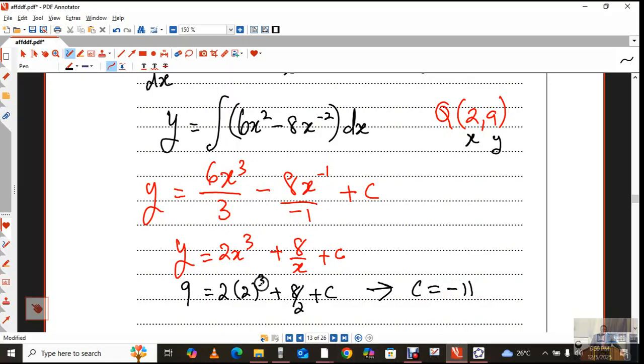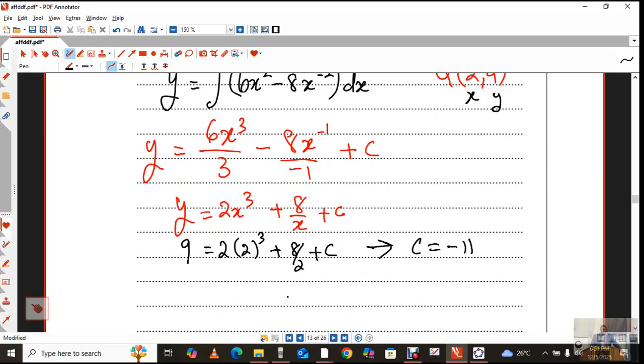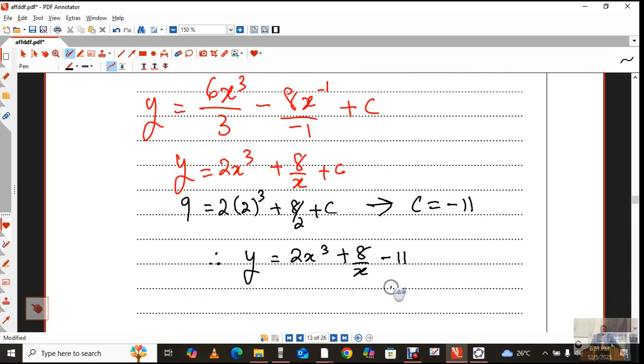So this is 2 cubed, which is 8, times 2, that is 16, okay? And then you have plus 8 over 2. Whatever result you have, take it to the other side, and you're going to get c equals negative 11. So therefore, my equation is y equals 2x cubed plus 8 over x minus 11. That is the function.